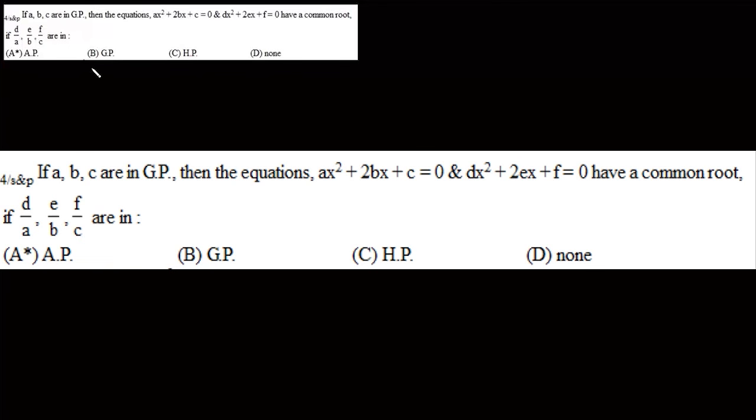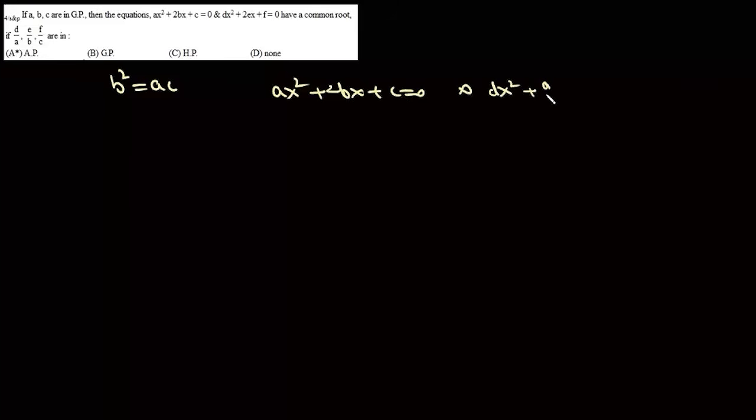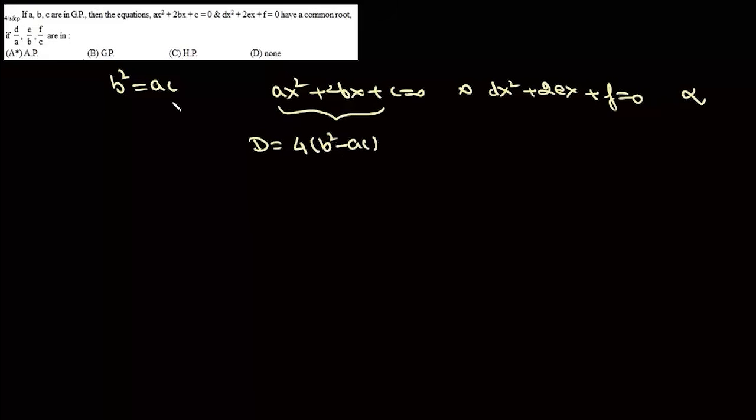Now the question is, if a, b, c are in GP, that means b square equals ac, then the equations ax square plus 2bx plus c equals 0 and dx square plus 2ex plus f equals 0 have a common root, then d upon a, e upon b, f upon c are in what? Now if we look at this first equation, its discriminant will be 4 (b square minus ac), and since b square equals ac, the discriminant is 0, that means this equation has got equal roots.